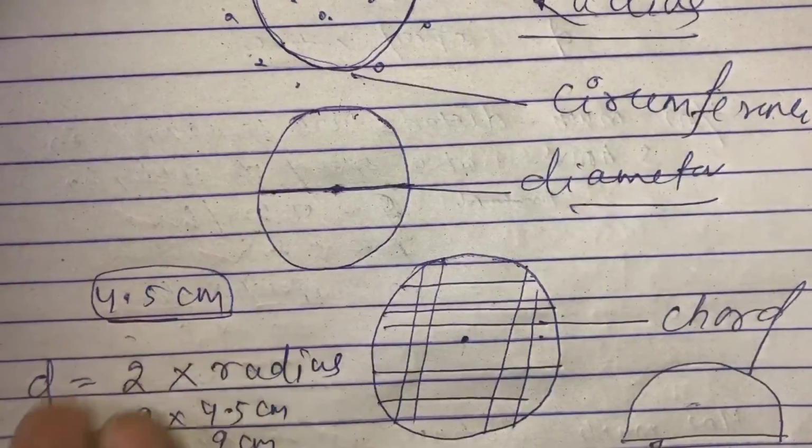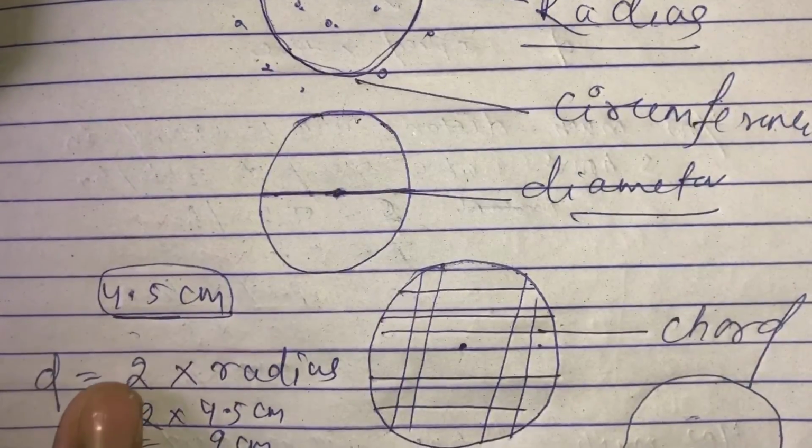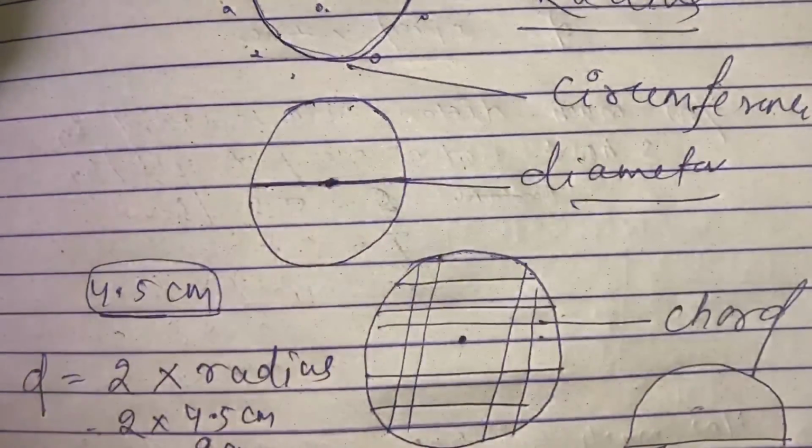Okay, so we know the formula for diameter, that is 2 into radius, and this is all about the circle.